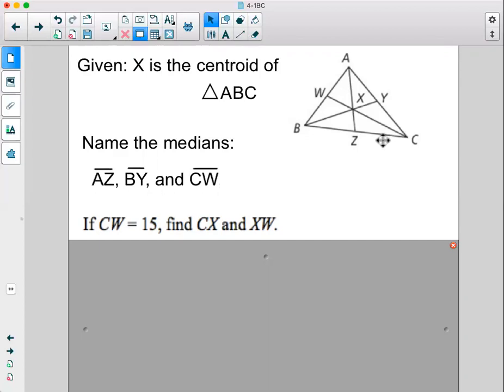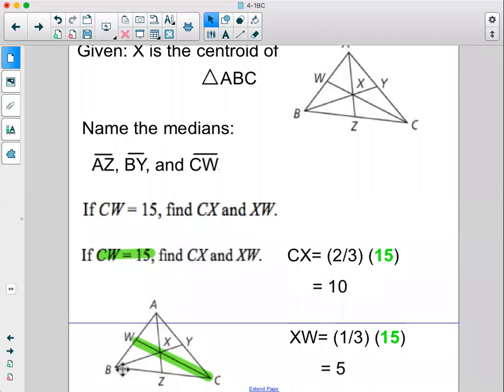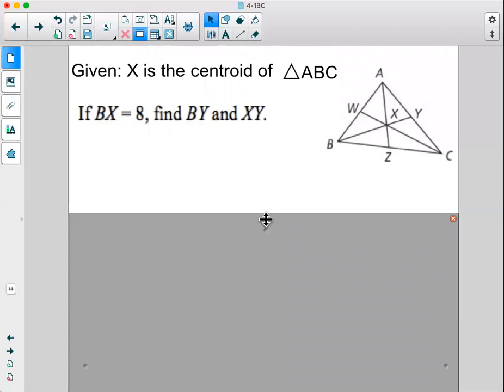CW is the whole median. So this time we're given that the whole median, all 3/3, is 15. So let's find the other two parts. If we want to find CX, we know that CX is 2/3 of the whole, or 2/3 of 15, or 10. If we want to find XW, we know that's the 1/3 chunk, so XW is going to equal 1/3 of the whole, or 1/3 of 15, or 5. So pause, practice on your own paper, and then press play for the solution.